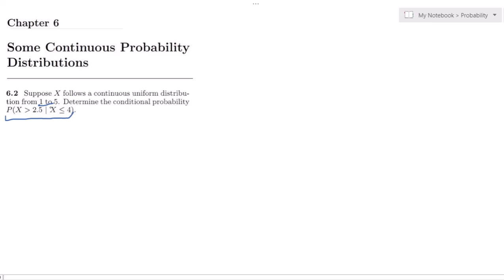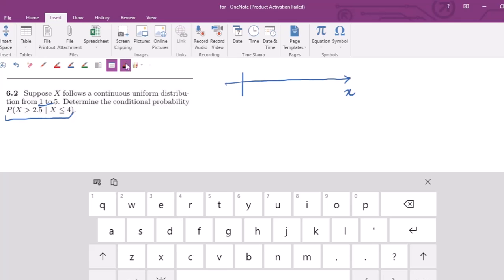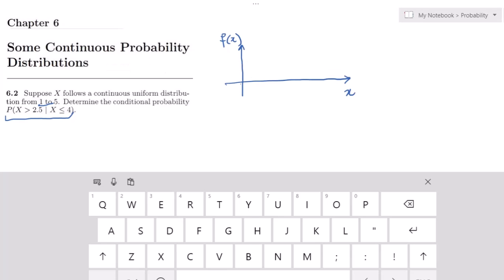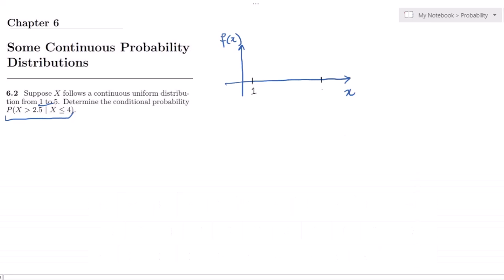Let me first draw the distribution here to see or illustrate it visually. This is x, and this is f of x. If I want to draw it, it is from 1 to 5. This is the continuous uniform distribution, so the value will remain the same and constant here. So what should be the value here?